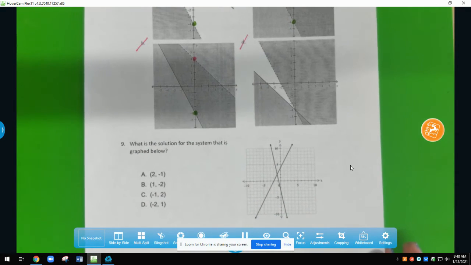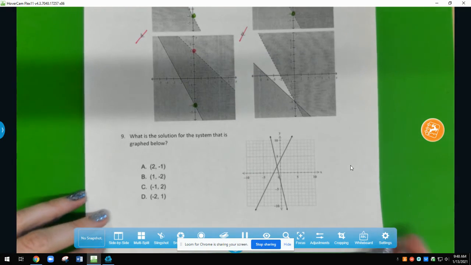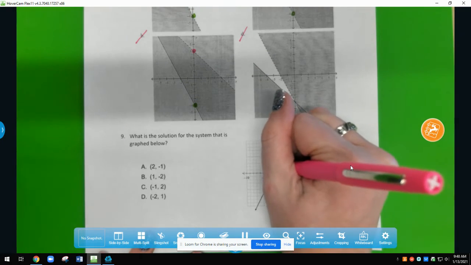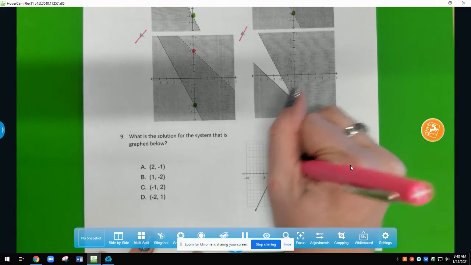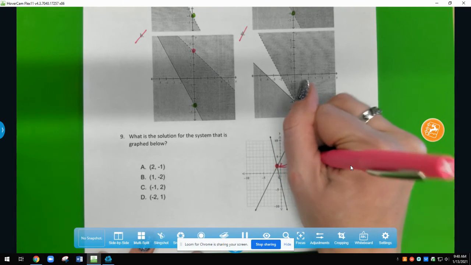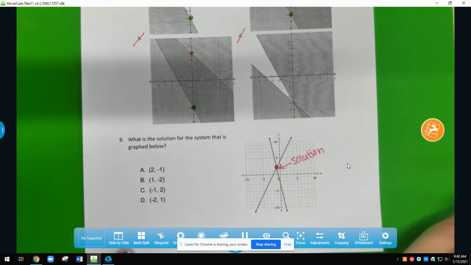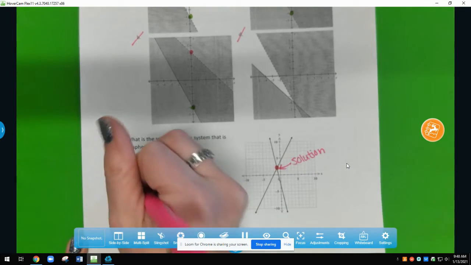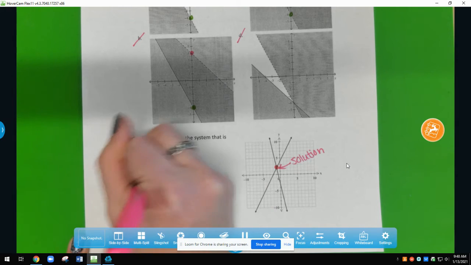Okay, what is the solution for the system that is graphed? Remember, the solution is where your lines cross. So they cross there. That's our solution. And that point is -1, +2.